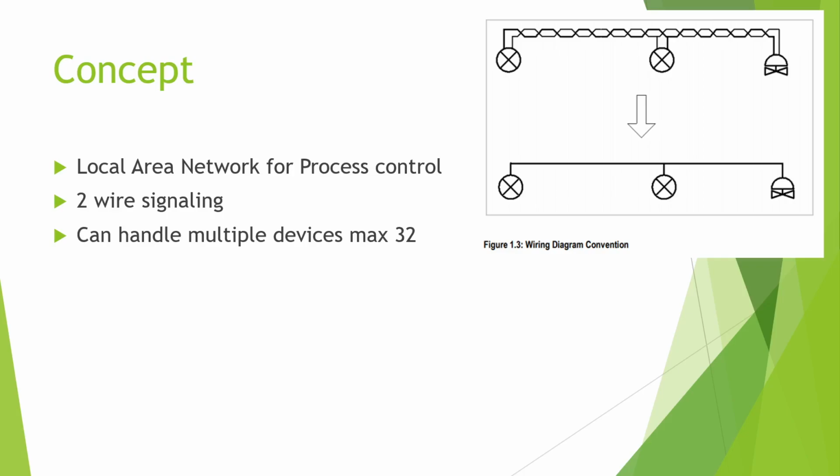So for a concept, this is a local area network for process control. This is not meant to go running from building to building or anything like that. It's meant for local area, not very far. All right, this will be a two-wire signaling. So as you can see in this top picture, we've got our devices, and then we've got twisted pairs coming out of them, and this one kind of jumps on the middle. So we do have multiple devices on there.